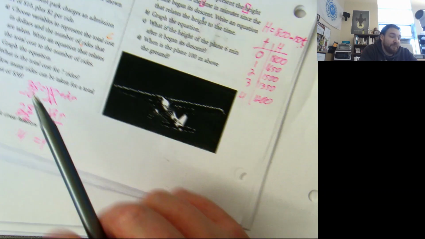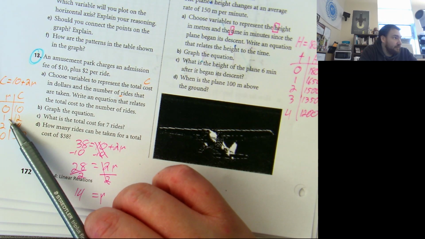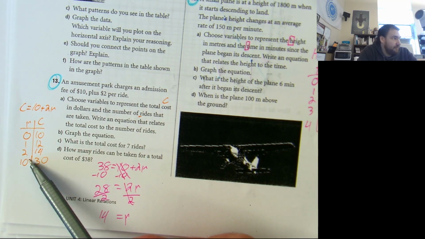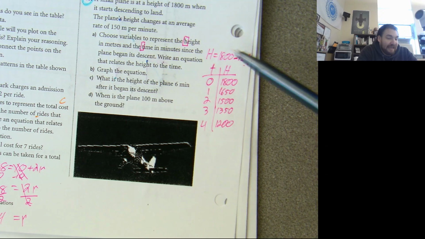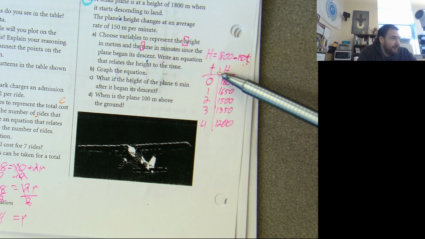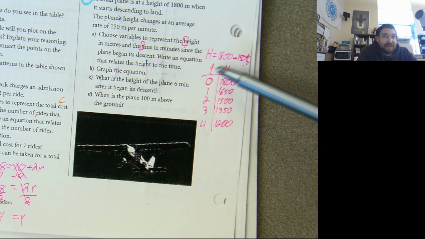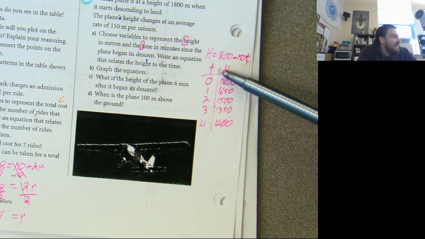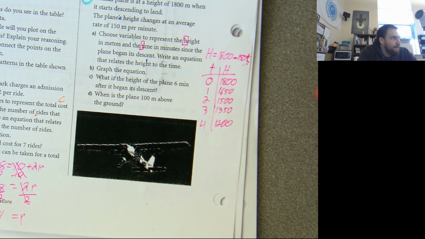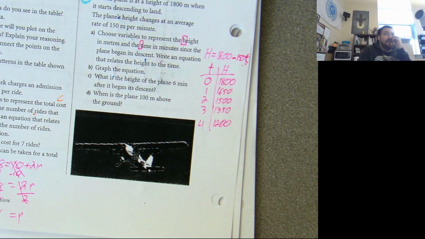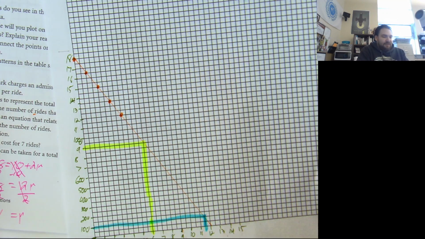Earlier, in the ride problem, we couldn't connect these dots because you cannot have fractional rides. Am I allowed to have fractional time? Yes. Am I allowed to have fractional heights? Yes. So because these things are both allowed to exist in any fraction we want, I'm allowed to connect those dots. Does that make sense?